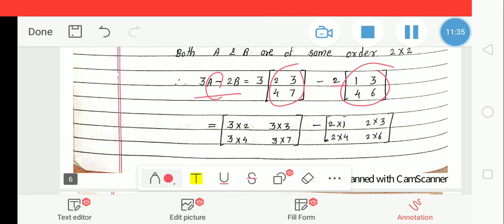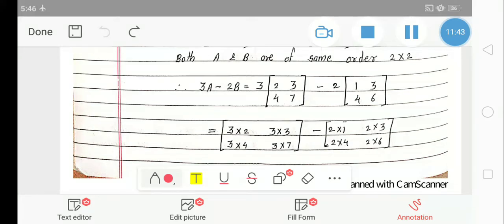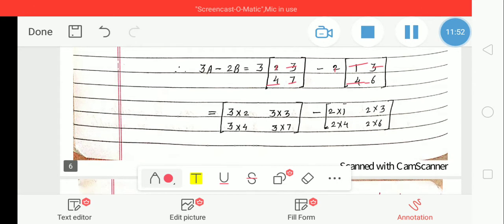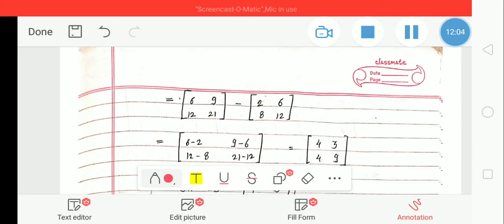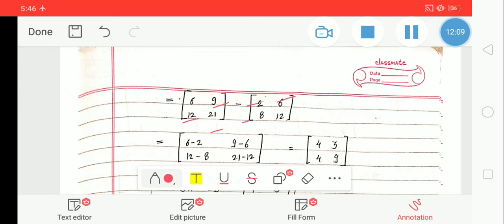We write the matrices here. Now we apply scalar multiplication. So 3 multiplied by all 4 elements, and here 2 multiplied by these elements. So 3 times 2, 3 times 3, 3 times 4, 3 times 7, minus 2 times 1, 2 times 3, 2 times 4, and 2 times 6. So that gives 6, 9, 12, 21, 2, 6, 8, 12.